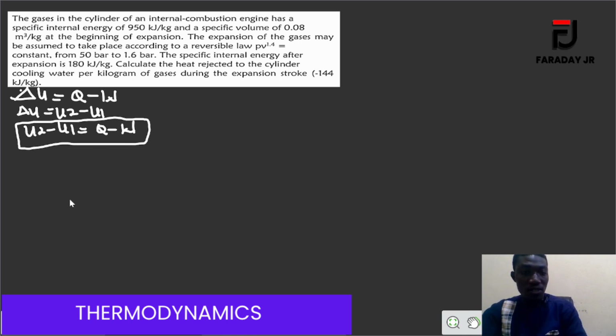From this question, it says that the gases in the cylinder of an internal combustion engine have a specific internal energy. So you are given a specific internal energy. Let's write the data down. First of all, we have U1 equal to 950 kilojoules per kg, and a specific volume V1 of 0.08 meter cube per kg at the beginning of the expansion.